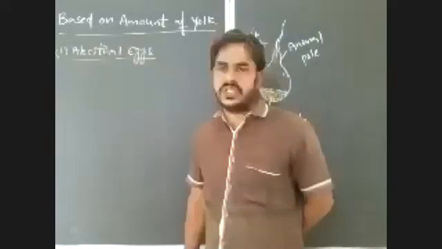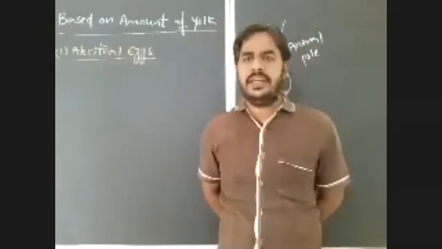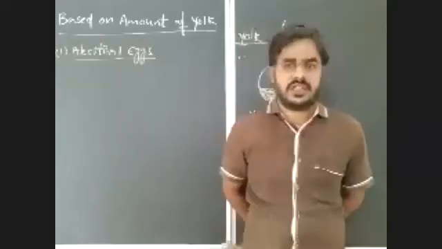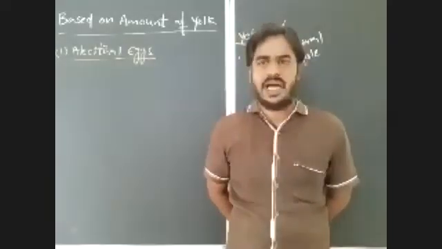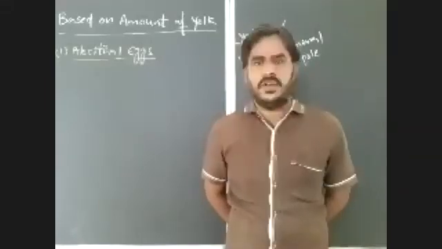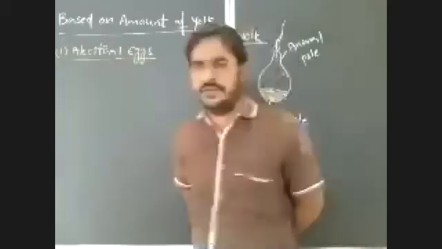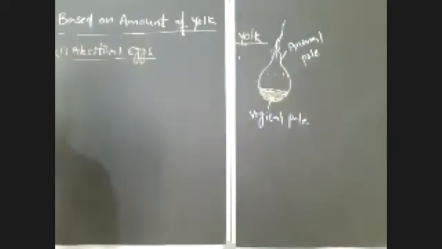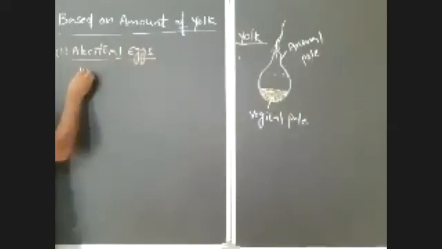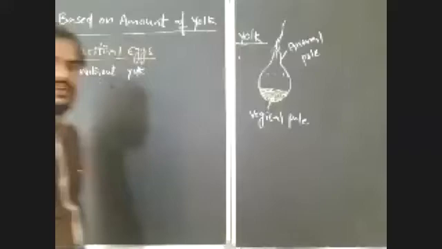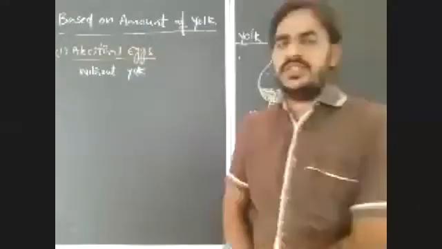So which type of eggs are present in human being? The egg of human being is an alecithal egg. The egg of human being and all eutherian mammals. Eutherian mammals are placental mammals. In eutherian mammals or placental mammals, which type of eggs are there? Alecithal eggs. What is alecithal egg? Egg without yolk material.